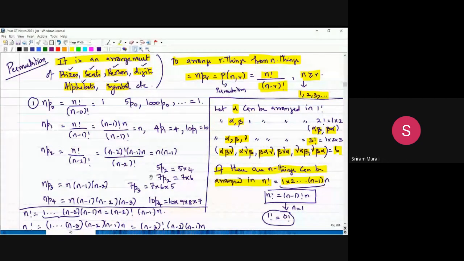If they ask you to expand 5P2, 7P2: 5P2 is 5 into 4, 7P2 is 7 into 6, 7P3 is 7, 6, 5, 10P4 will be 10, 9, 8, 7. So it is a product of these numbers. 4 factors I should have if it is 4, 3 factors if it is 3. This is how we want to do.